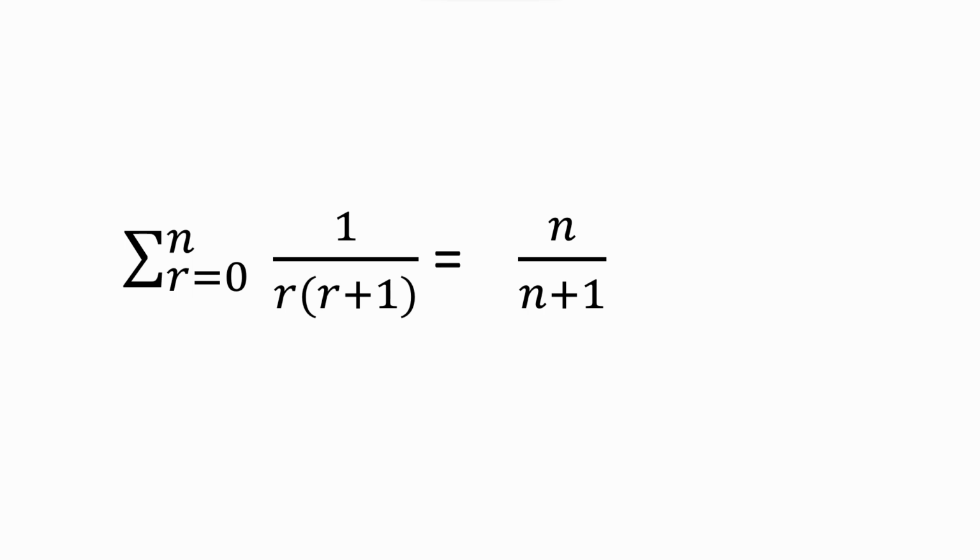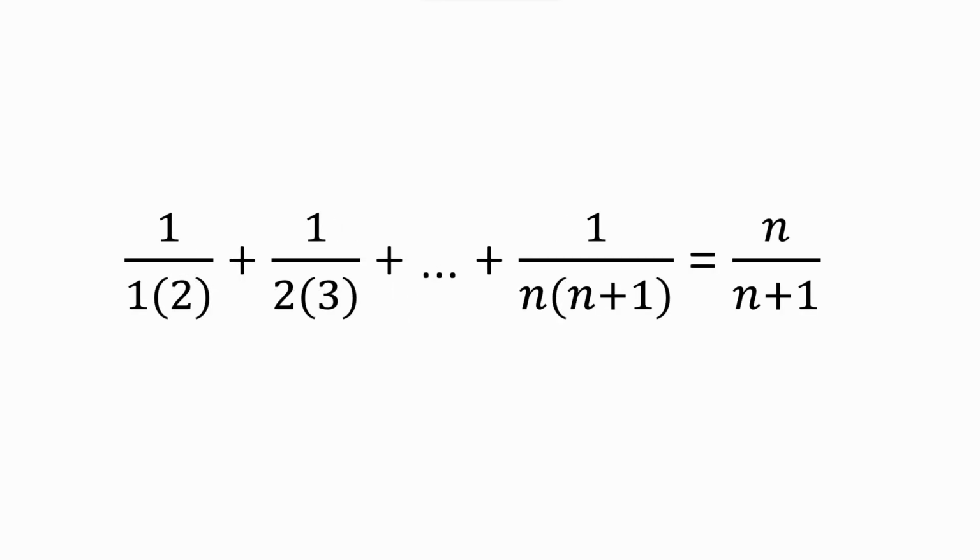There are 4 steps involved in an induction proof. To show this, we will try and prove that the sum of 1 over r times r plus 1 from 1 to n produces the value n over n plus 1. This can also be written as 1 over 1 times 2 plus 1 over 2 times 3 plus 1 over 3 times 4, all the way to 1 over n times n plus 1.